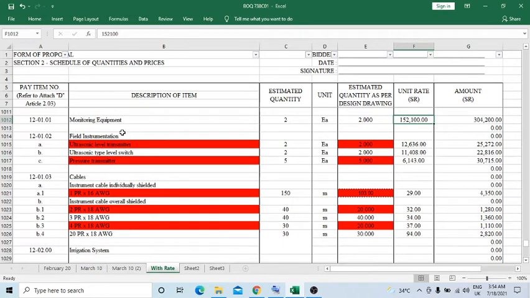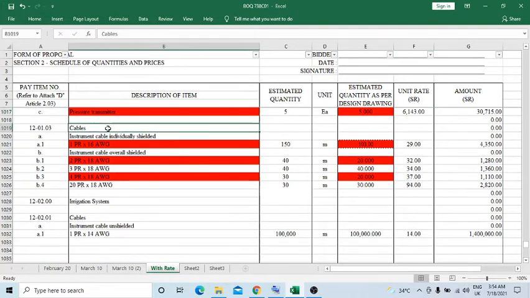The other one is field instrumentation, the ultrasonic level transmitter. The quantity is 2 units each, then the takeoff quantity is also 2, and the price likewise. Ultrasonic type level switch: the quantity is 2 units each, the takeoff quantity is also 2, and the unit price is likewise. Then the other one is the pressure transmitter. The quantity is 5 units each, the takeoff quantity is also 5, and the unit price likewise.